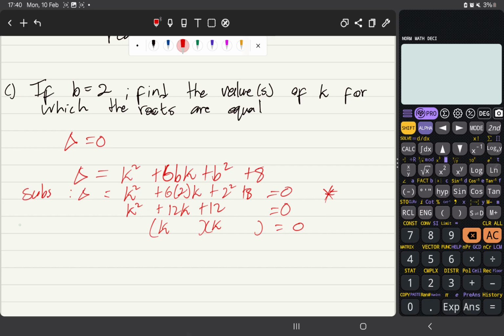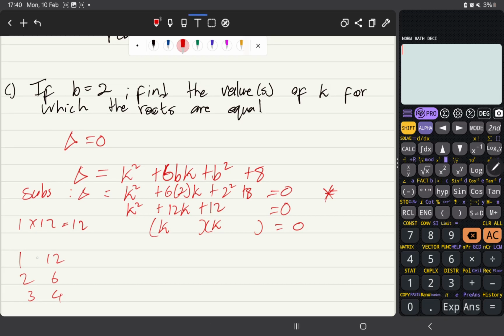Now I'm trying to think. I have 12 multiplied by 1, that's 12. This one is going to be a very interesting problem. You will see why. Factors of 12 are 1 and 12, 2 and 6, 3 and 4, and that's it. These factors of 12 give us 12 if we multiply each pair. But the problem is there is no pair that if we add them gives us 12. For example, here we get 13, we get 8, we get 7, right? So we realize our method doesn't really work. So let's try a different method.